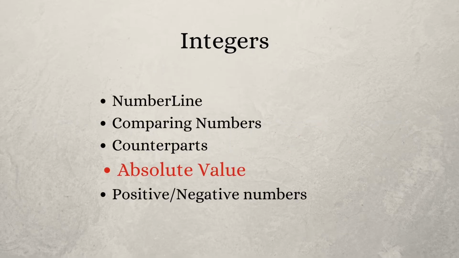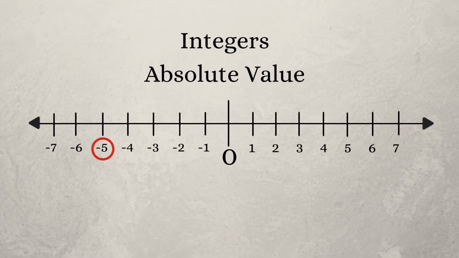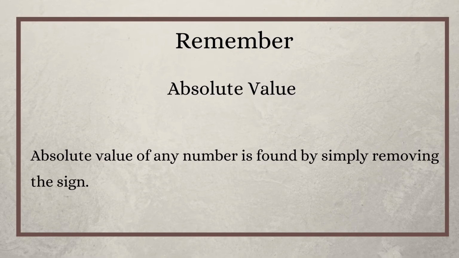This takes us to the absolute value. Absolute value of any number is the distance of the number from 0 or the origin. So, the absolute value of -5 is 5 and the absolute value of 5 is also 5. An important point to remember here is to find the absolute value of any integer, just simply remove the sign.